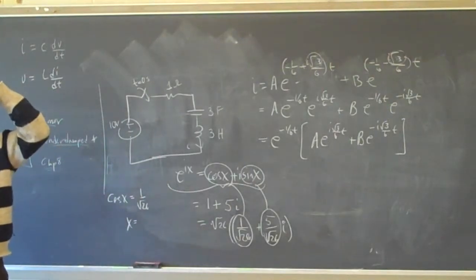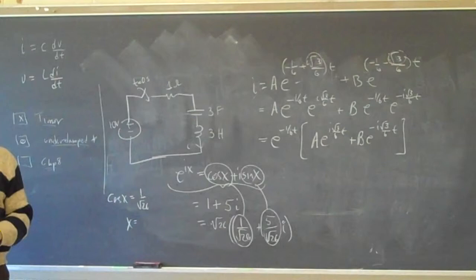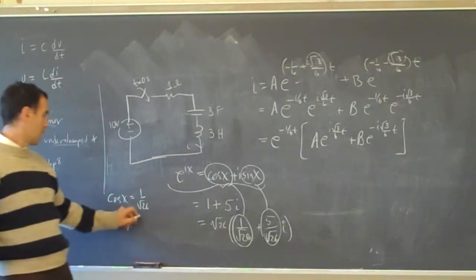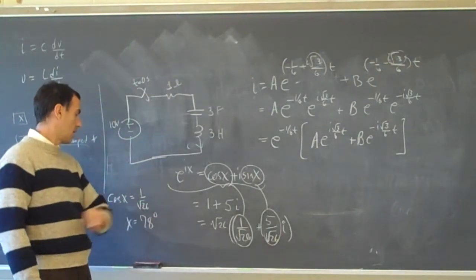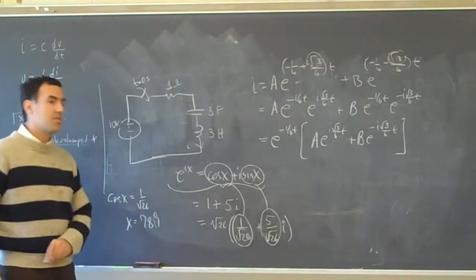How about degrees? I got 78.7. Agreed. Did you remember to do cosine to the -1? Yeah, that's what I did. I did inverse cosine of 1 divided by radical 26. We got 78 degrees, right? 78.7. 78.69. I do that all the time. Okay, now somebody else.